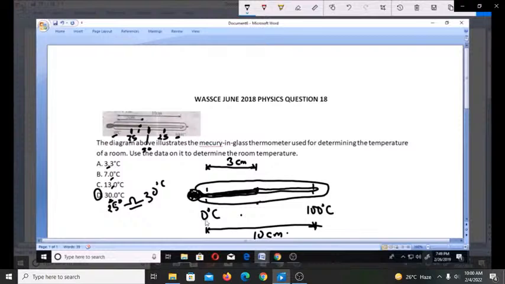So like I said, here is 0 from the diagram, here is 100, divide it into 2, you're having 50, and you have something that is lesser than 50, which we assume to be 30. So 30 degrees is the most likely close temperature, and that is the room temperature.